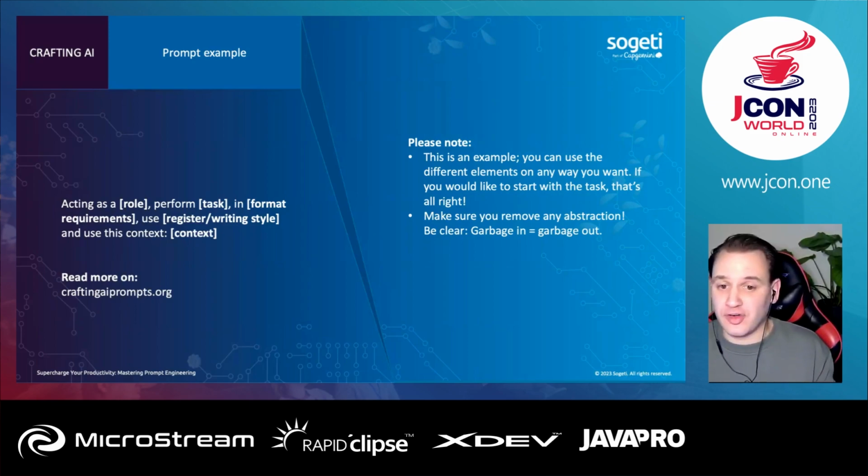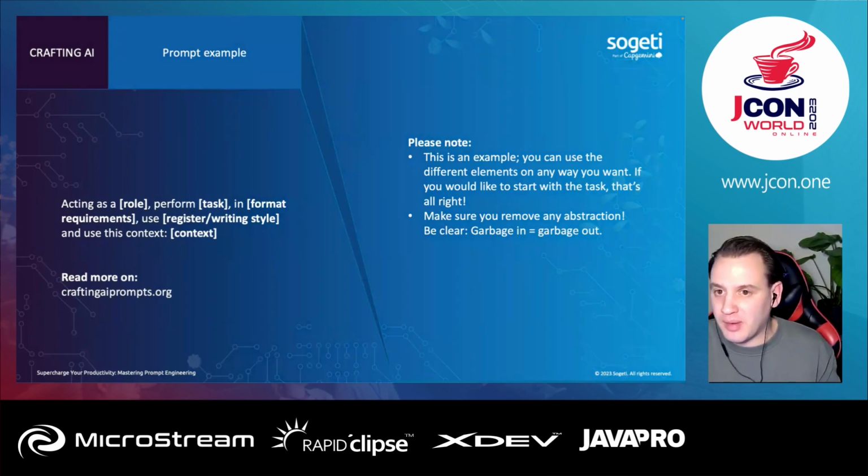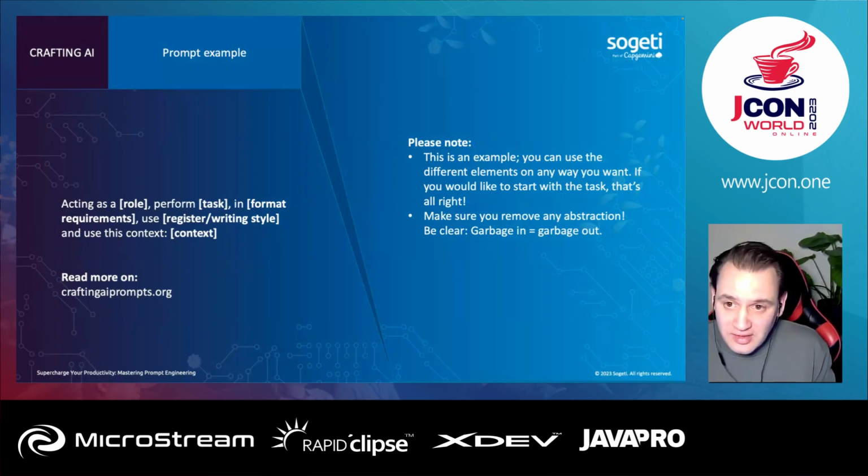And make sure you remove any abstraction, because garbage in is garbage out. If you're not clear, then ChatGPT might just make up a lot of things, or if you're using any other generative AI models, it will just come up with a lot of things, and that's not what you want to achieve. So if I'm asking to write a LinkedIn post or a user story, it will write me a user story, but yeah, about what? It will just come up with something, and that's not what you want to achieve. So be very clear and specific. So this is it about the framework.